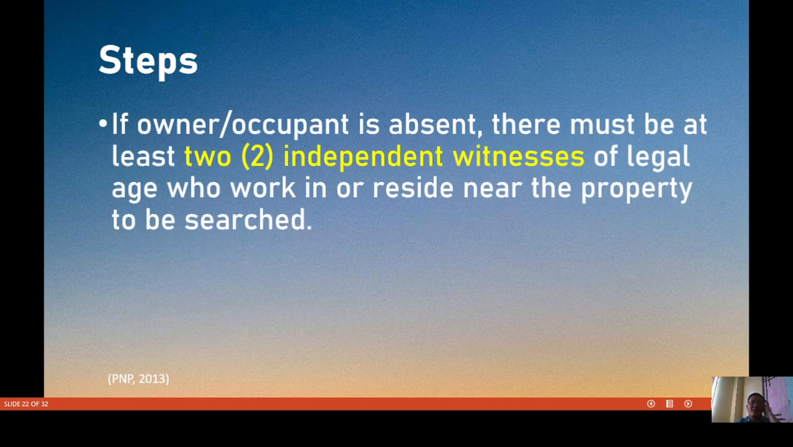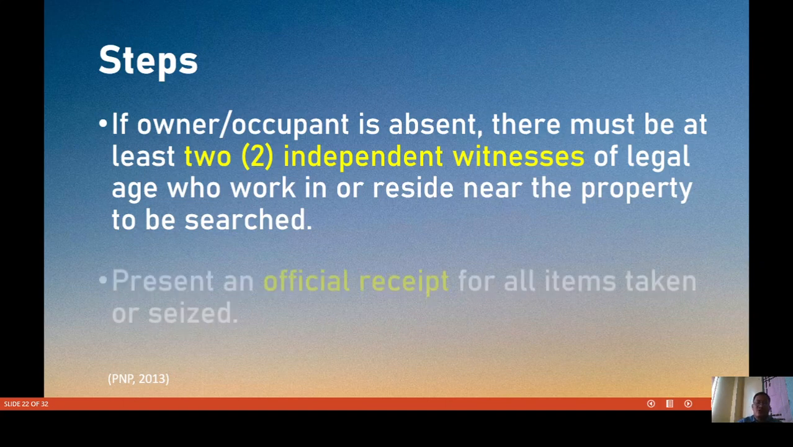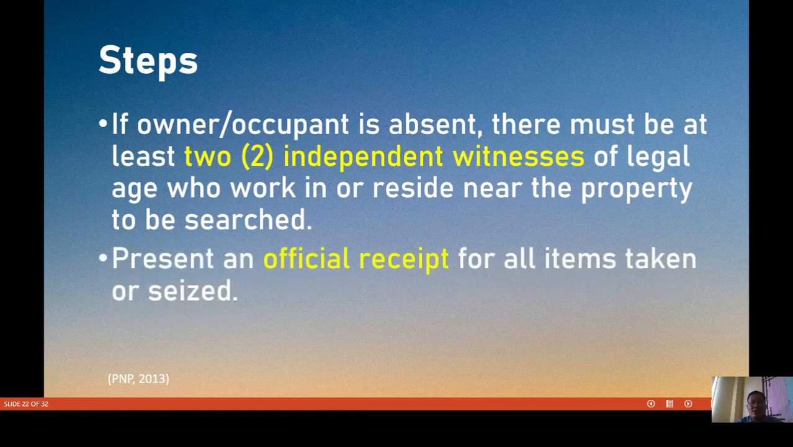What if the owner or occupant is absent, or the suspect is absent? Can you still conduct the search even if there is no occupant in the house? The house is closed. Yes, you can conduct it. You must invite at least two independent witnesses of legal age, at least 18 years old, and residents of the locality or near the house to be searched, and they must accompany you during the search.